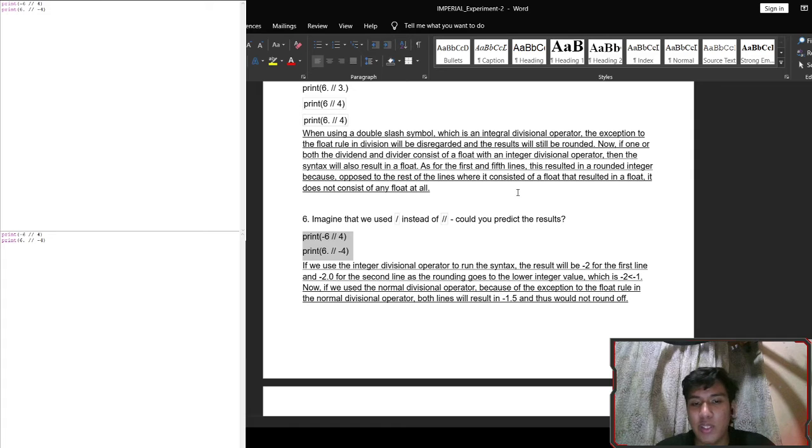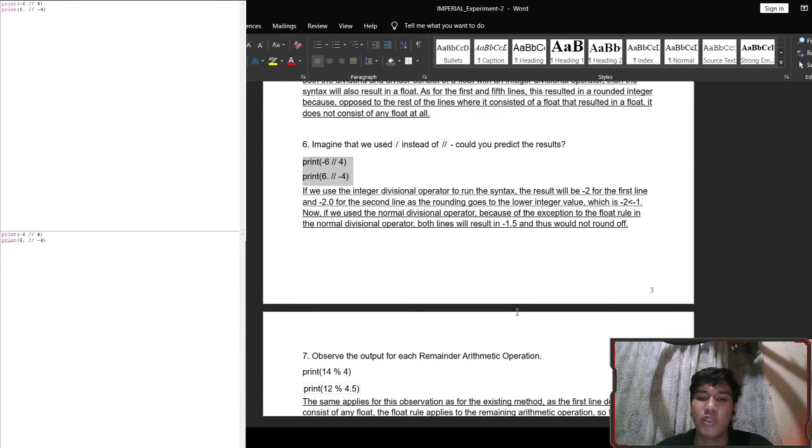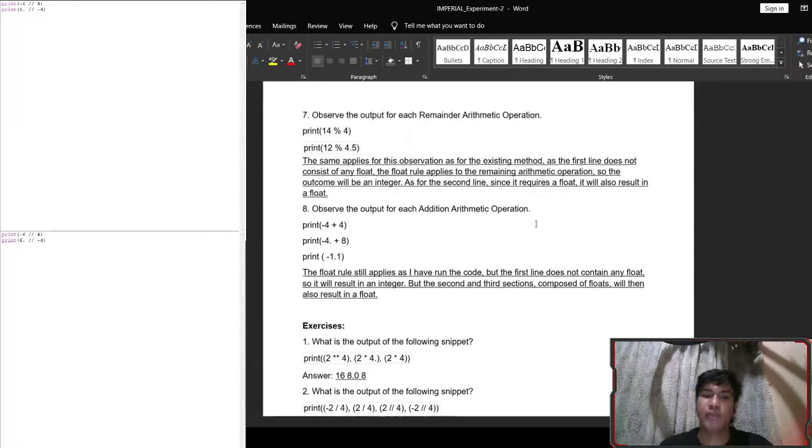If you use an integer divisional operator to run the syntax, the result will be -2 for the first line and -2.0 for the second line, as the rounding goes lower to the integer value, whereas -2 is less than -1. Now, if we use the normal divisional operator, because of the exception to the float rule in the normal division operator, both lines will result in -1.5 and thus will not round off.